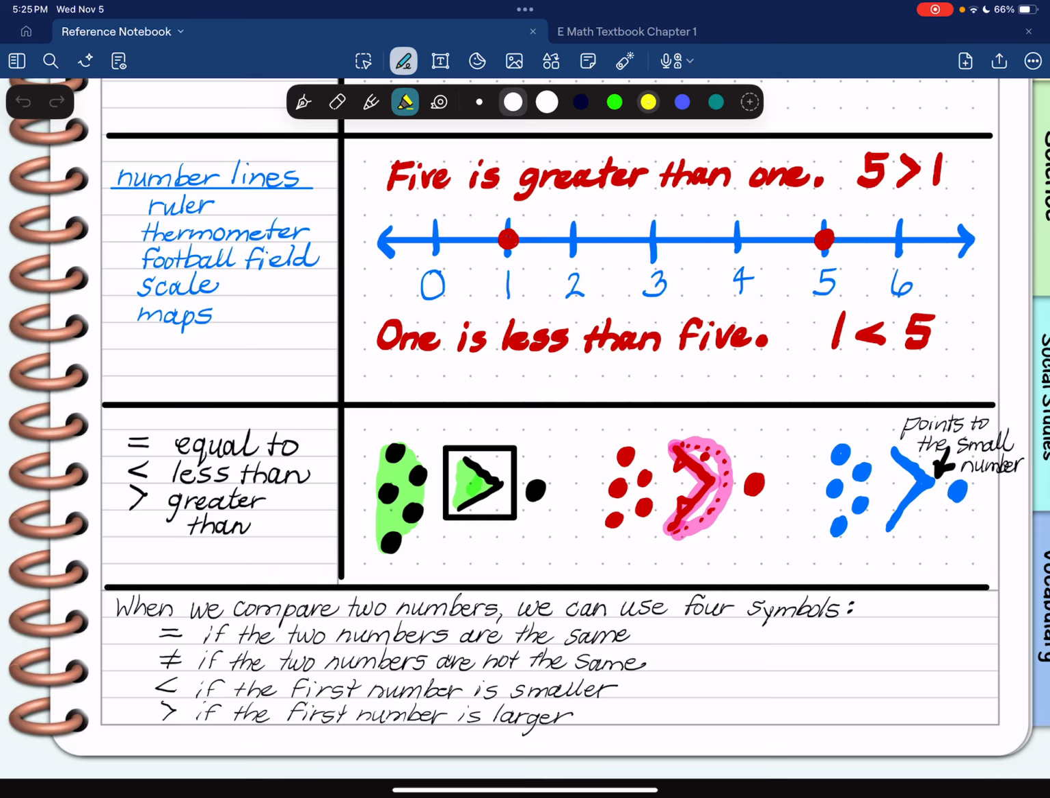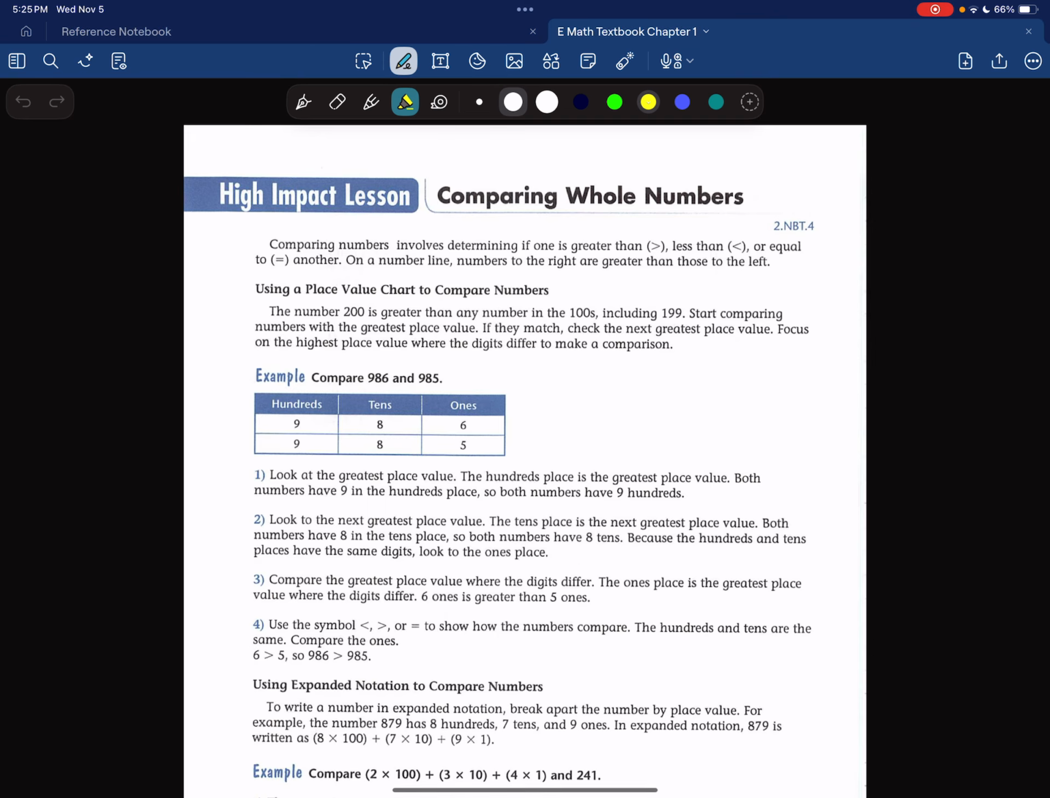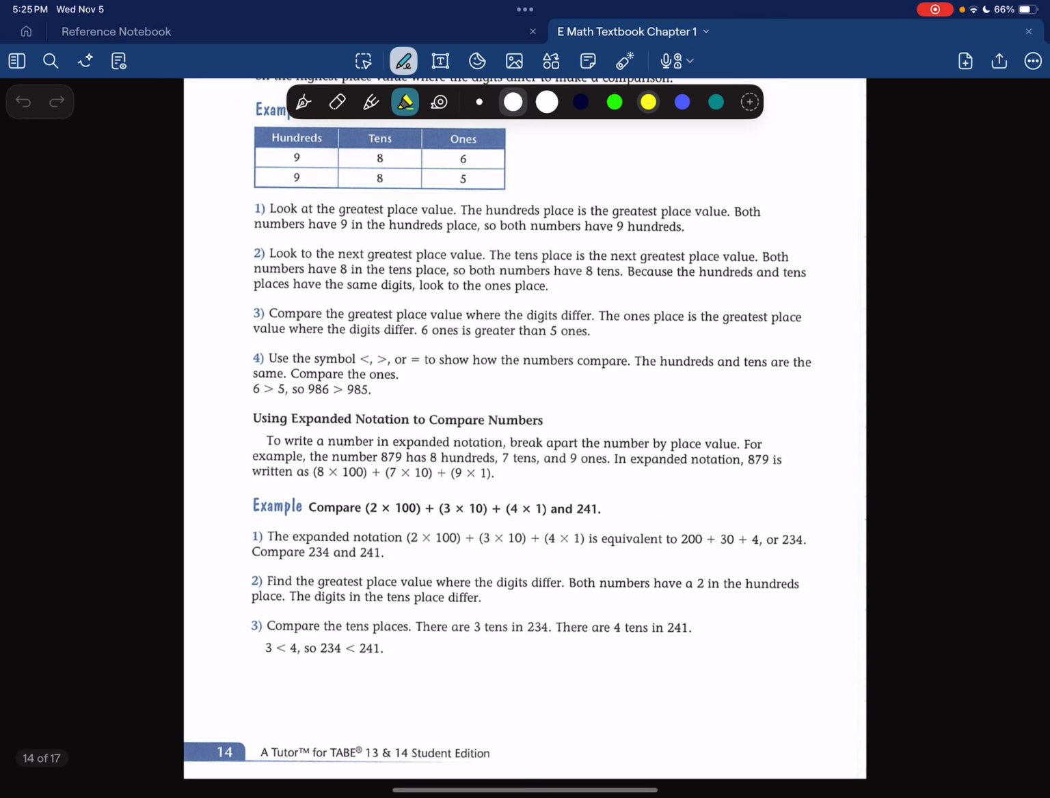You use the equal sign if the two numbers are the same. You can use not equal if the two numbers are not the same. You would use less than if the first number is smaller, and greater than if the first number is larger. So you might want to have these notes available, and let's take a look at page 14.